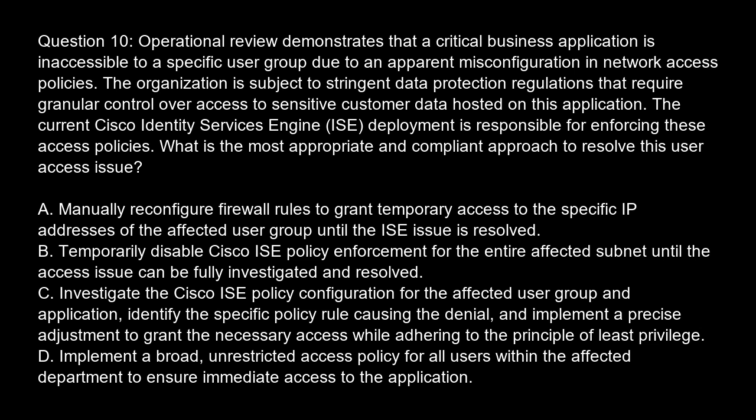Option C. Investigate the Cisco ISE policy configuration for the affected user group and application. Identify the specific policy rule causing the denial, and implement a precise adjustment to grant the necessary access while adhering to the principle of least privilege. Option D. Implement a broad, unrestricted access policy for all users within the affected department to ensure immediate access to the application.